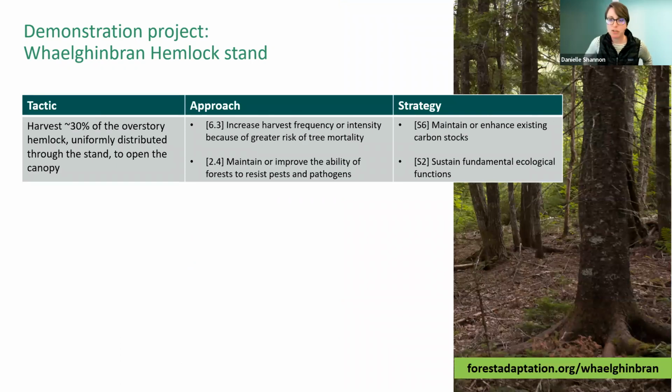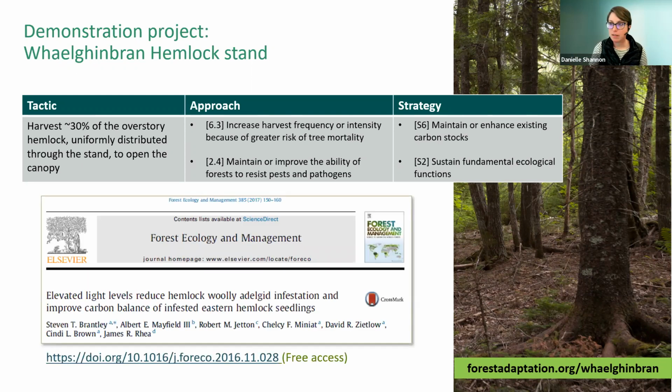The tactics that this manager identified included first harvesting up to 30% of the overstory to open up the canopy in order to improve the ability of the remaining mature trees to resist hemlock woolly adelgid, followed by encouraging or establishing some climate adapted species, the regeneration or planting to diversify the stand. But I do want to focus on this idea of harvesting 30% of the overstory. This might seem counterintuitive because it's hemlock, it's a shade tolerant forest. You wouldn't think that opening it up would actually be a good idea.